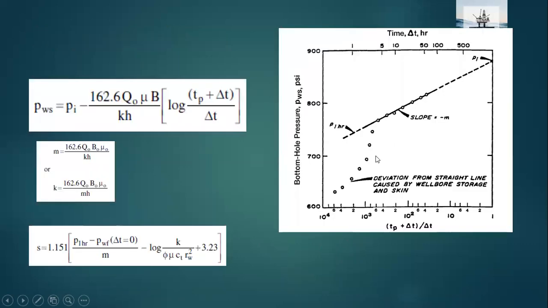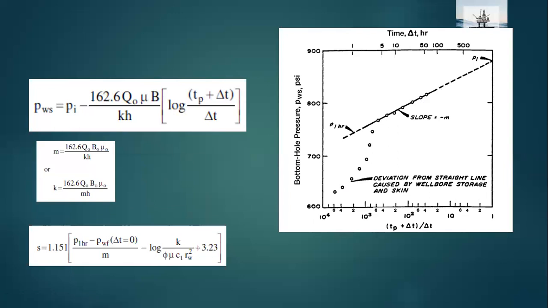In real time, if you take some points from a well, the buildup pressure can be observed like this. You can observe there is a deviation before it becomes linear. Here you can observe that the linearity has continued, but before that it is deviated. This deviation happens only if the well has been affected by skin.